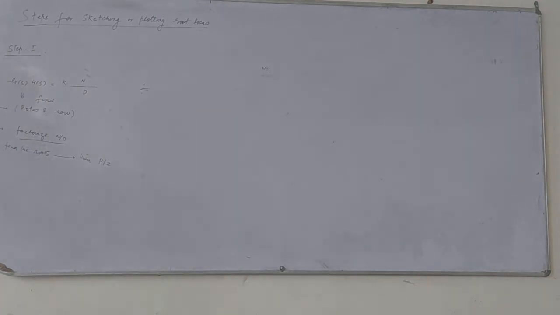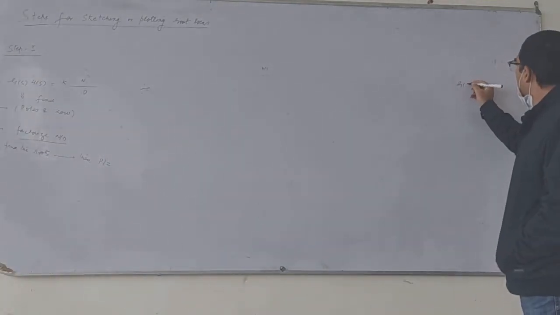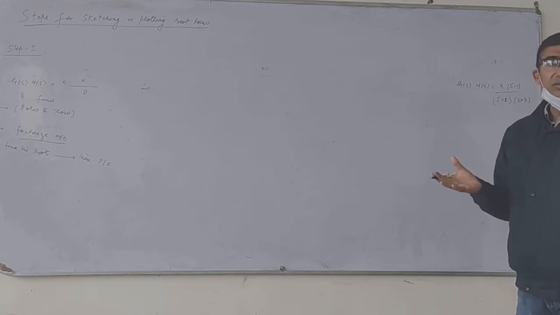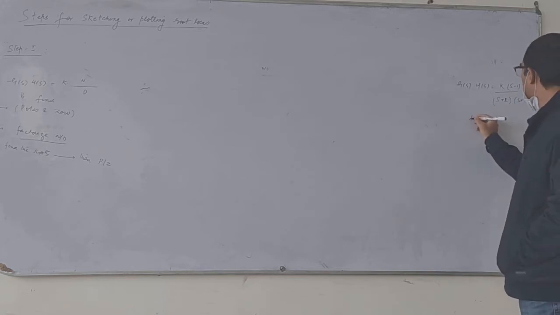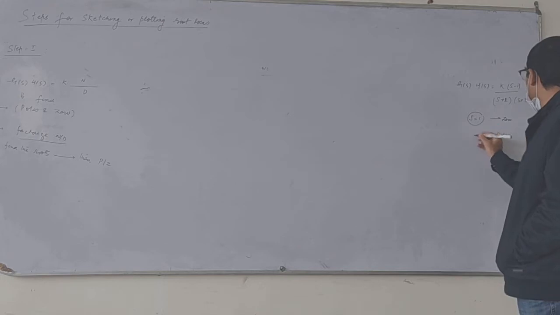Very simple step. The open loop transfer function G(s)H(s) of the negative feedback control system will be given to you. Zeros come from the numerator, poles from the denominator. Suppose the transfer function is K(s minus 1) over (s plus 2)(s plus 3). Then there is no problem. The zero is at s equal to 1, and there are two poles, at s equal to minus 2 and minus 3.